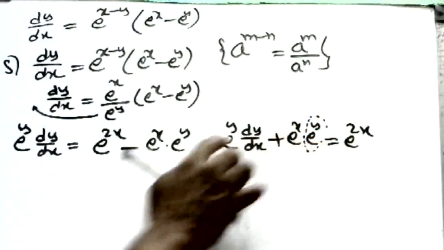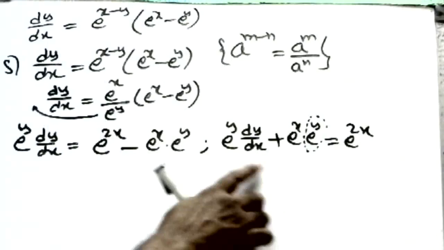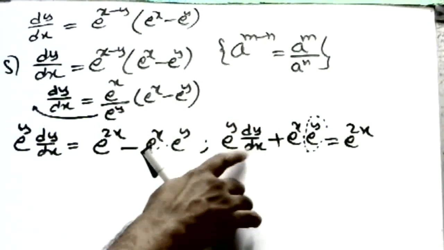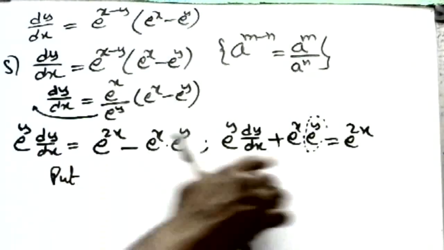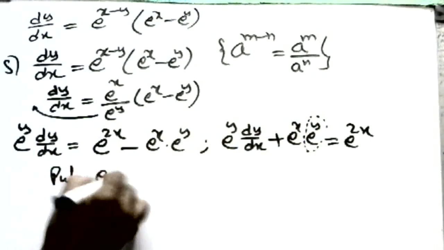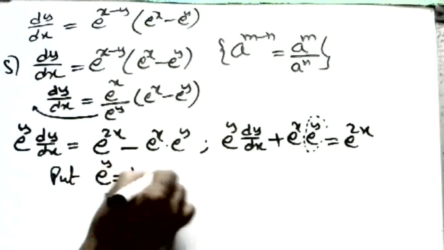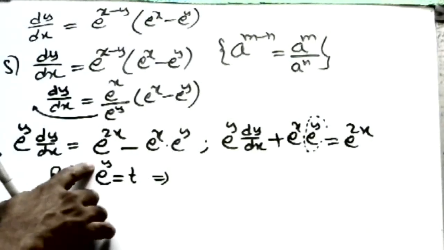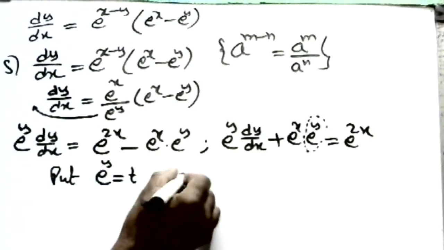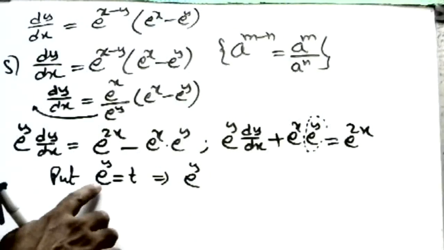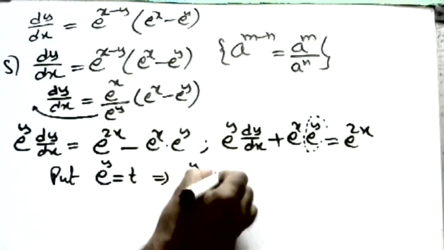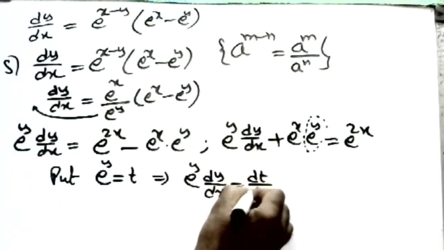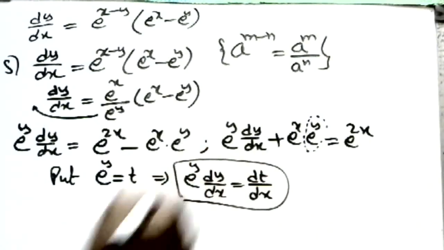See here, if we take this value as t, then this will change into linear form. This e power y dy by dx will become dt by dx. So this is the method here. Put e power y equals t. Now differentiate both sides with respect to x. d by dx of e power y will be e power y, but when we differentiate y with respect to x, we write dy by dx. Now differentiation of t with respect to x is dt by dx.